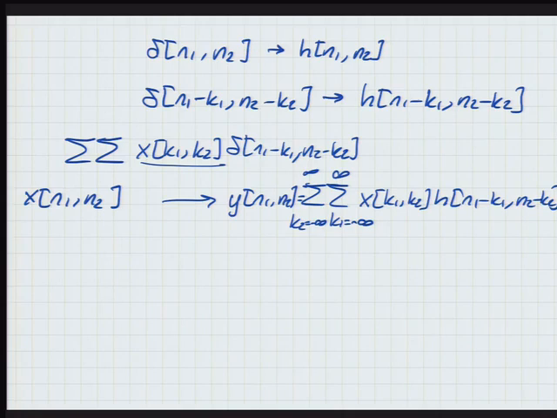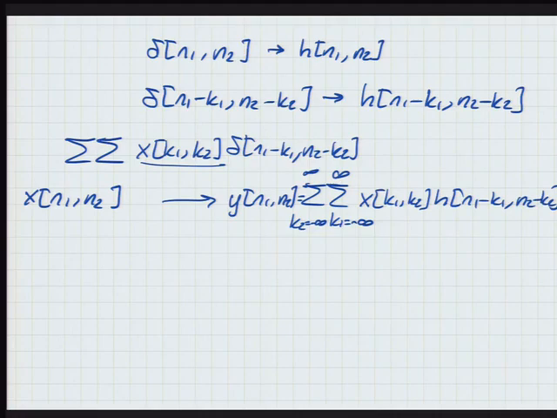Yeah, so you keep one the same. In this case, x stays as it is. Only it becomes a function of the dummy variables k1, k2. So x is a function of k1, k2, and stays as it is. It's a surface in the two-dimensional plane, right?